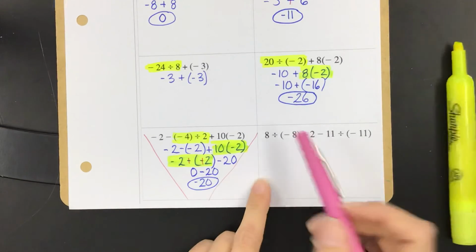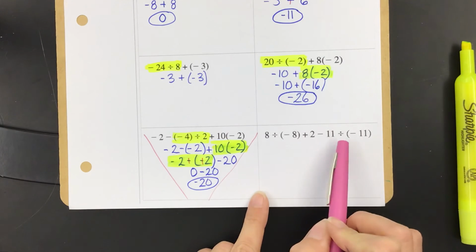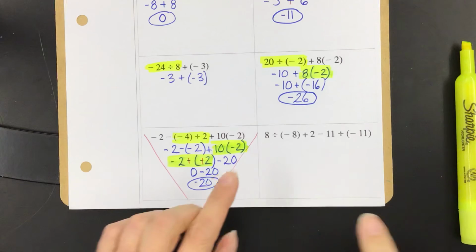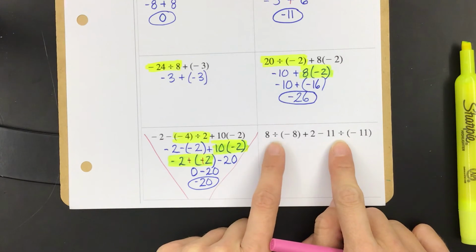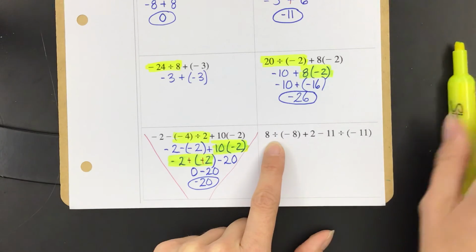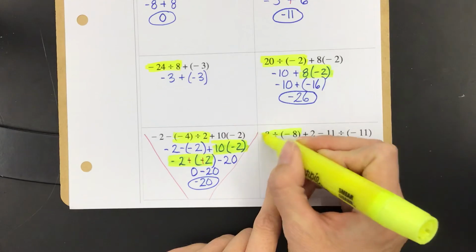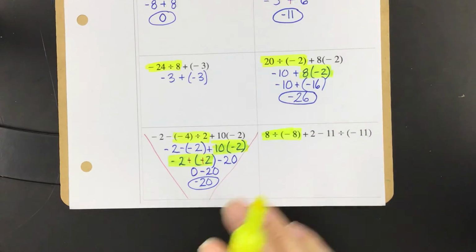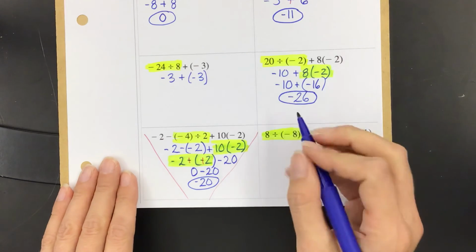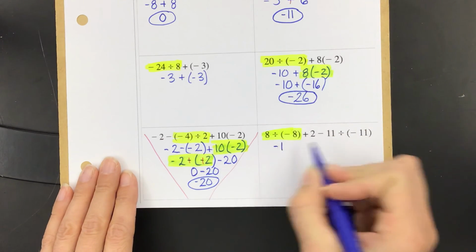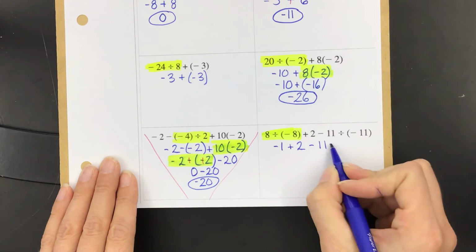Now let's take a look at this. We have division, addition, subtraction, division. So we want to multiply and divide first, so those are right here. We want to do the one on the left first. Okay, so 8 divided by -8 will be -1. And then I'm going to bring everything else down.